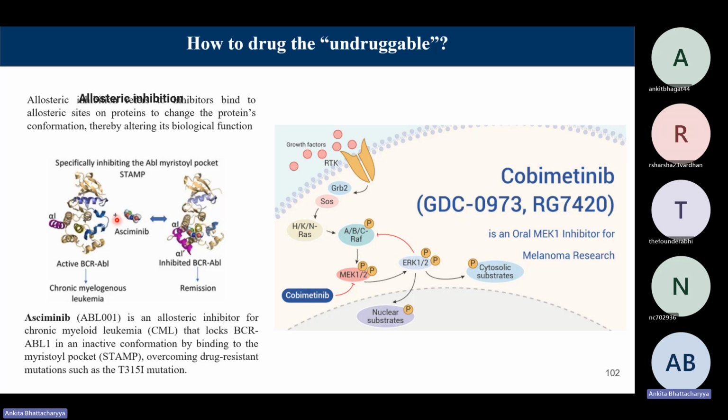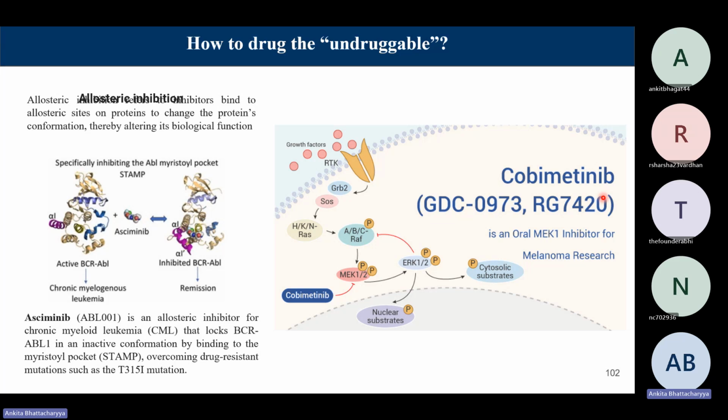So this is one example where the BCR-ABL protein is inhibited by small molecule inhibitors which bind to the allosteric site and inhibit the function of the fusion protein, and therefore they are used as potent therapeutic agents in the context of certain cancers, in this context leukemia.